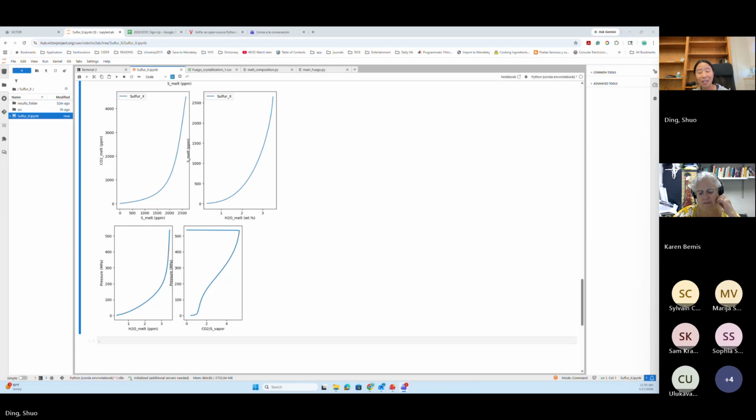So we can do like +1, +2, or -1. That would be mid-ocean ridge basalts.